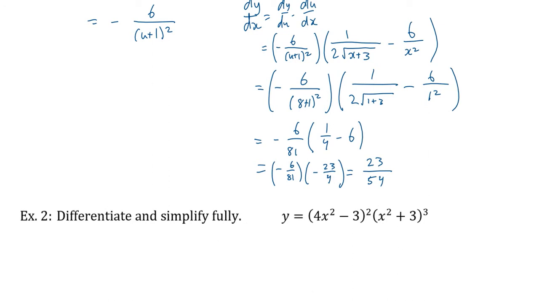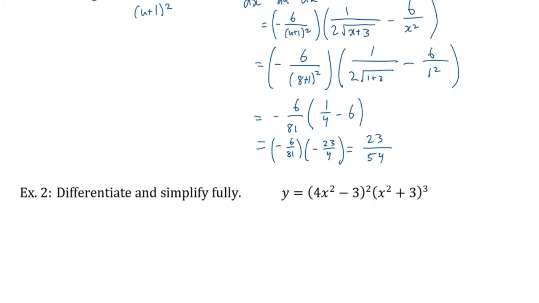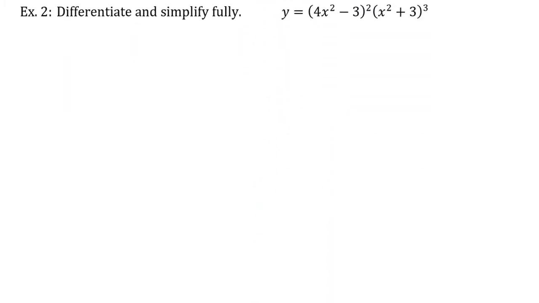Okay, so the trick to this one is using Leibniz's notation and recognizing that we can come up with this expression. We've got to solve for u, and then just take the derivative of each of them separately and multiply them. Next question. This one's one of those big ones where you have to differentiate and simplify fully.